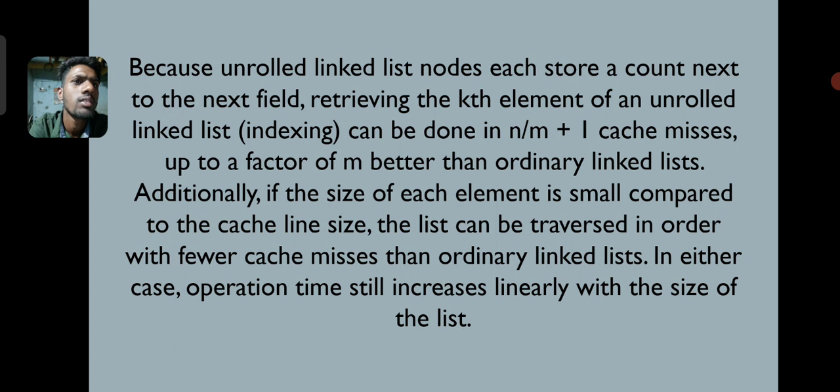Because unrolled linked list nodes each store a count next to the next field, iterating to the kth element of an unrolled linked list can be done in n divided by m plus 1 cache misses, up to a factor of m better than an ordinary linked list. Additionally, if the size of each element is small compared to the cache line size, the list can be traversed in order with fewer cache misses than an ordinary linked list.